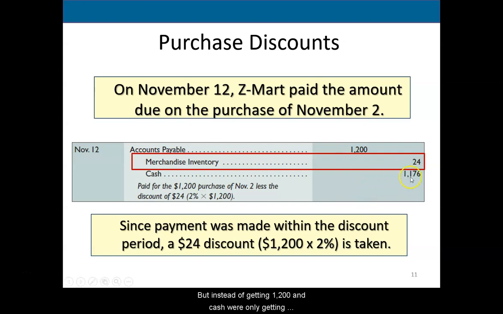But instead of getting $1,200 in cash, we're only getting $1,176 because they took advantage of the discount. And the plug, if you will, to balance the journal entry out is that we're going to reduce the cost of the inventory by $24. That's the amount of the discount. And so now what has happened is we have encapsulated the entire journal entry with these 3 pieces: reversed out accounts payable, recorded cash at the lesser amount than what we originally thought we were going to get. The plug, if you will, is to merchandise inventory, which we reduced by $24.